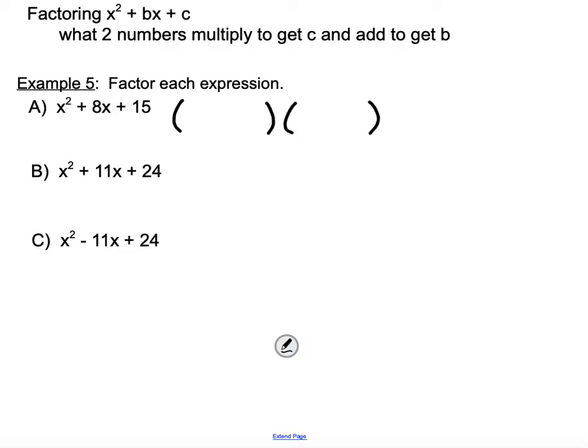So first of all, what times that gives you x squared? That'd be an x and an x. And then you want to think what multiplies to give me 15. So what multiplies to give me 15? 15 and 1 or 5 and 3. But not only has to multiply to give you 15, it also has to add to give you 8. So which one of those adds to give you 8? Well, 15 plus 1 is 16. 5 plus 3, there's 8. So we have to use 5 and 3.